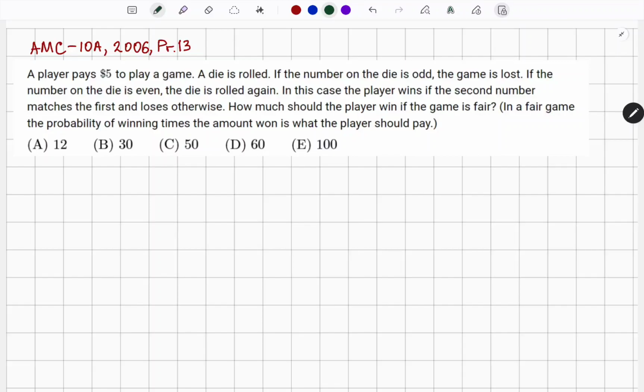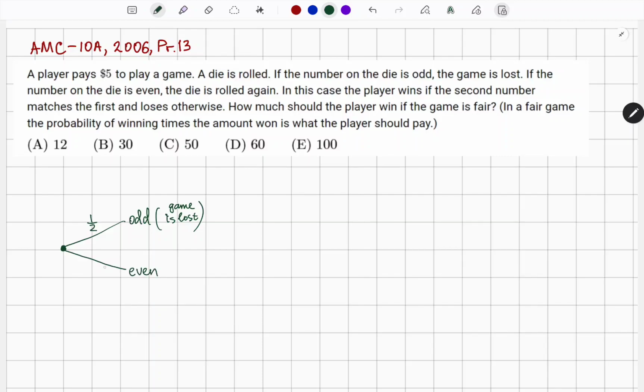A die is rolled. If the number on the die is odd, the game is lost. If the number on the die is even, the die is rolled again. So I feel this is a tree diagram. So I have to start from the beginning. There are two options. If the number on the die is odd, then the game is lost. The probability to have an odd number on a die is a half.